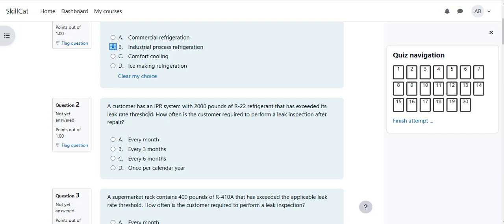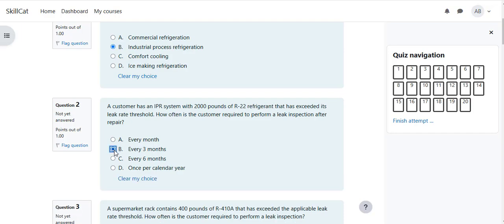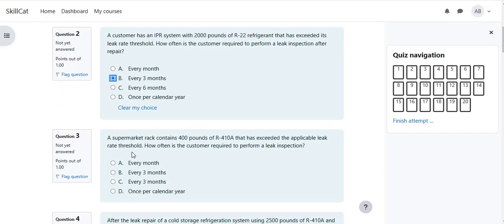A customer has an industrial process refrigerant system with 2,000 pounds. This is more than 500. 2,000 of R22 refrigerant that has exceeded its leak rate threshold. How often is the customer required to perform leak inspection after repair? Every 3 months for this one because it's more than 500.